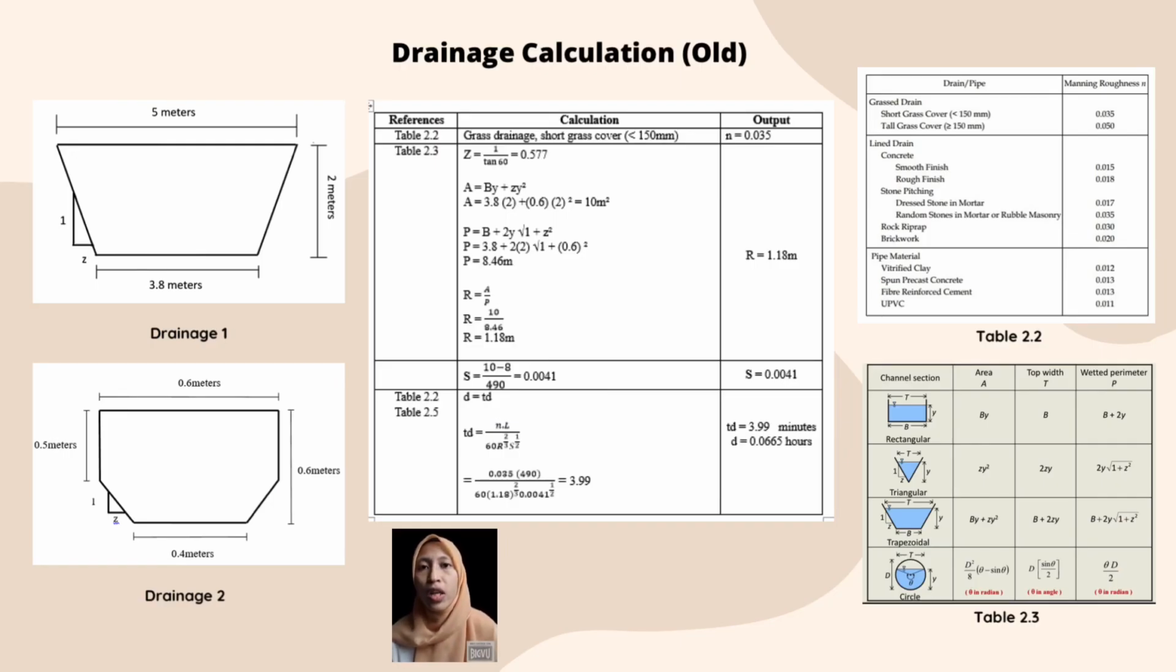Next is the drainage calculation for the drainage. There are two types of drainage that have different shapes. This is the calculation for drainage 1.